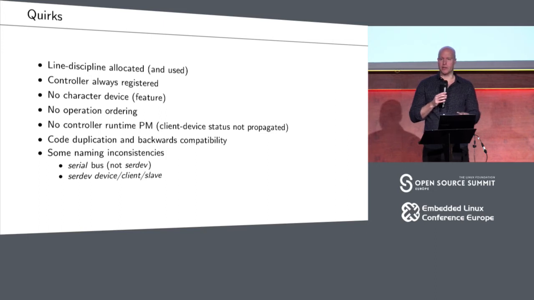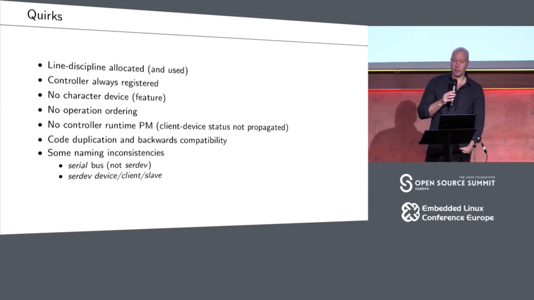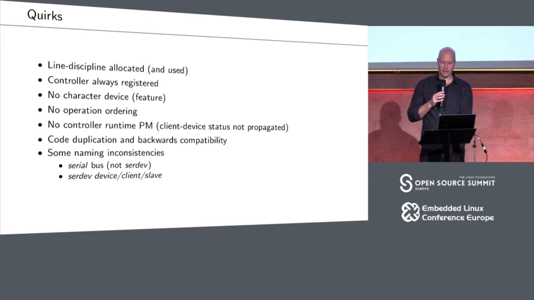There's also a possibility of running into some issues with code duplication and backwards compatibility, because we have a number of line disciplines which can now be converted over to SerDev, but we still need to support the line disciplines for backwards compatibility reasons. For Bluetooth, this has resulted in the fact that we've copied part of the implementation from the line discipline implementation, and we now have two competing implementations, which may need to be unified. There are some naming inconsistencies to watch out for. For example, the bus is actually named Serial rather than SerDev, and the words SerDev device, client, and slave are being used interchangeably.